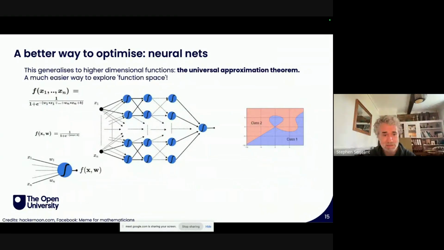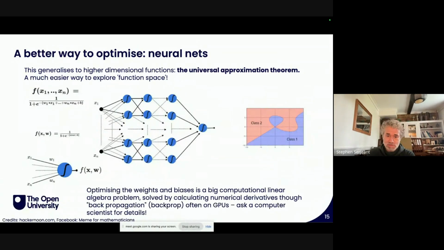This is pragmatically a much easier way, a much better way to explore function space than the genetic programming that I was doing before. The downside is you get a lot of weights, lots of these W parameters, a lot of numbers to optimize. So that becomes a fundamental computer science problem. Optimizing these weights and these biases, it's a linear algebra problem, it's a computer science problem.